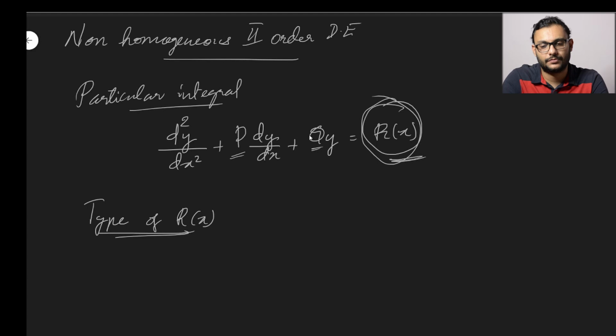In order to get the complementary function, we just equate r of x equal to 0, then find the auxiliary equation, then find the roots of the auxiliary equation and apply the results from the previous session. But for the particular integral, it will depend upon the type of function, that is r of x. So, depending upon the type of r of x, the particular integral may vary.